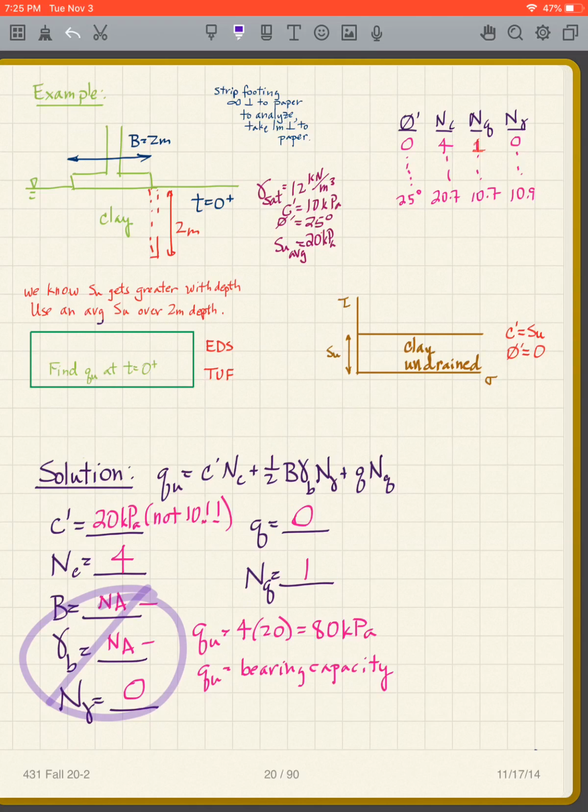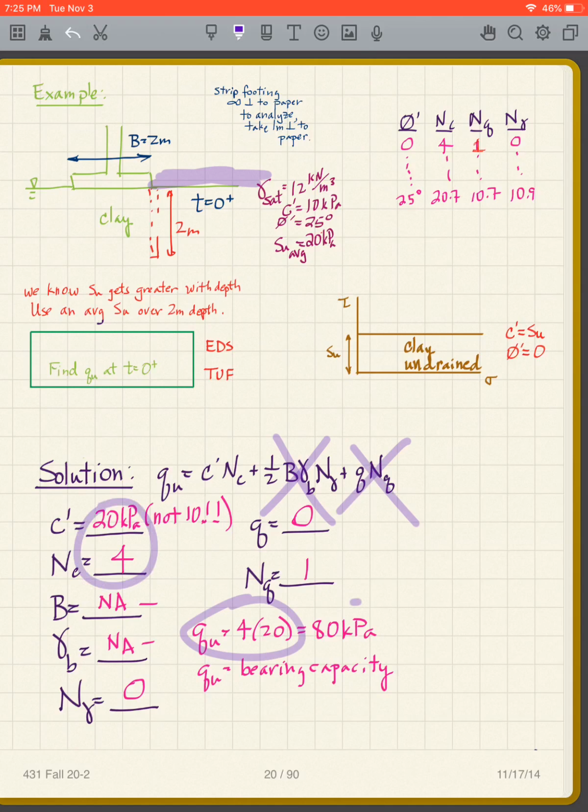And I have the 1 here, so I need to come up with my Q. Well, what is my Q? Remember, the Q is the weight of the soil out here. It's the stress due to the weight of the soil out there. Well, I didn't embed my footing, so there's nothing here. There's no soil there, so my Q is 0. So in other words, this term disappears, that term disappears, and my QU is simply 4 times 20 is 80 kilopascals. And that gives me the bearing capacity.